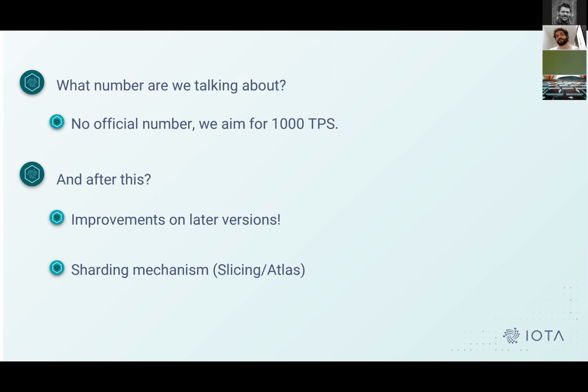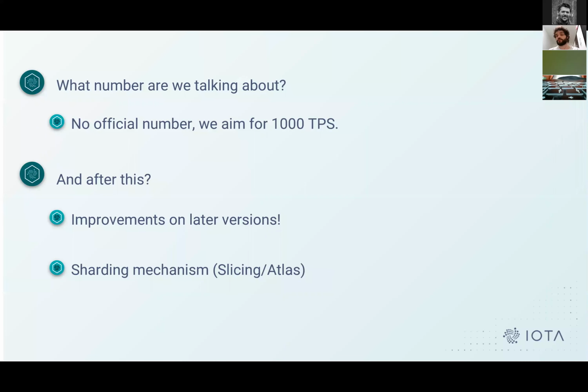We don't have official numbers, of course. This is a discussion we have, an objective. But in general, when we talk about what we want to achieve, we say, well, we want the first version of the Coordicide network to be able to process at least 1,000 transactions per second. And this happens because we also have a demand for 1,000 transactions per second.